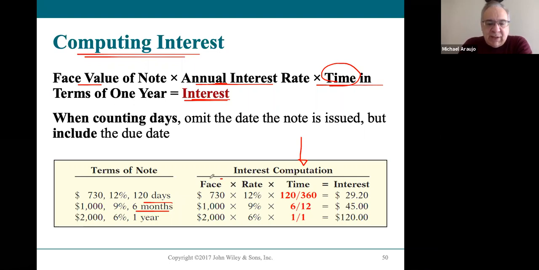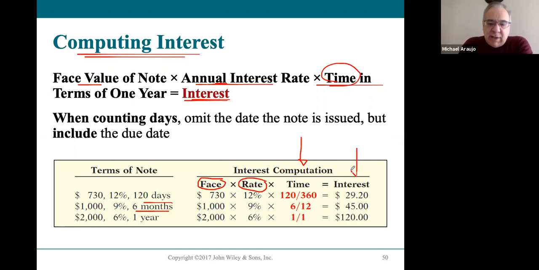So it's always the face value, which is the actual note, loan, times the rate, which is always an annual rate for all 12 months, or in the case of a note using days, all 360 days, because we're assuming a 30-day month for 12 months. Okay. So you multiply by the time. If it's in days, it's the number of days over 360. If it's in months, it's the number of months over 12. That's typically how those are done.